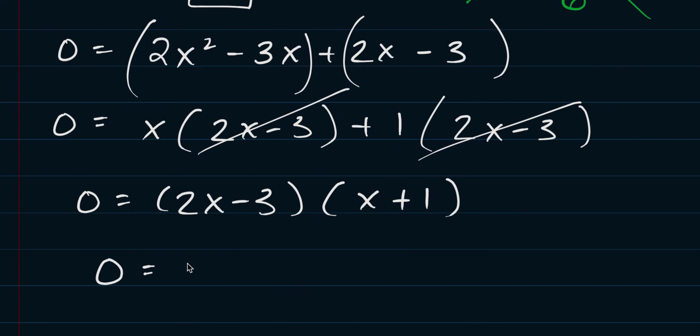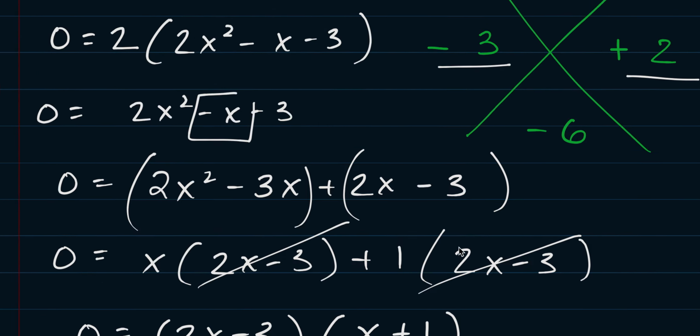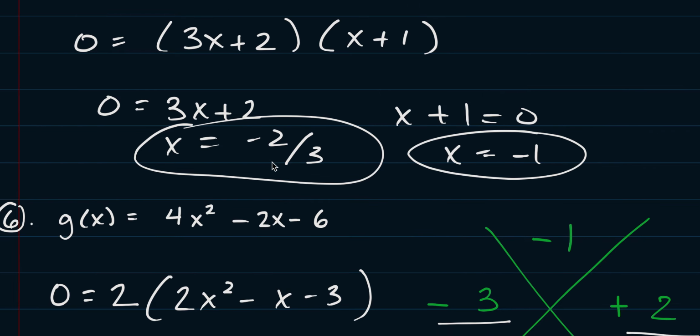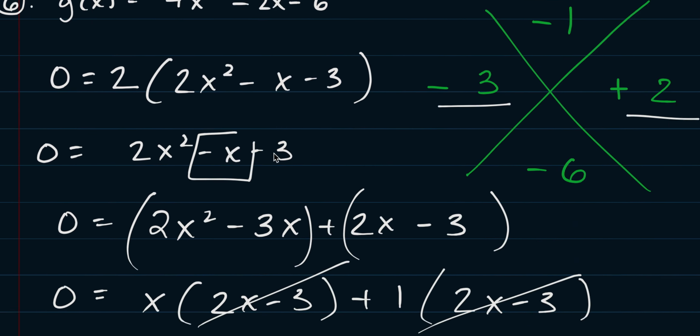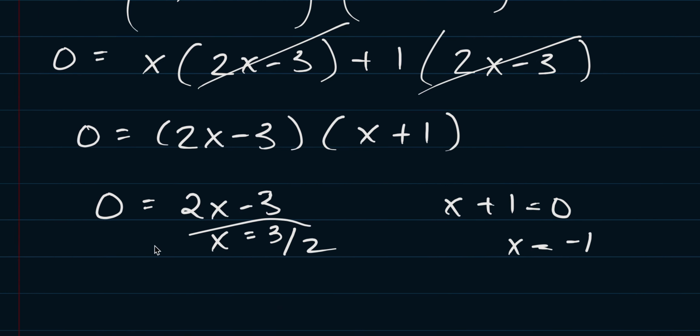So now set these two pieces equal to 0, and I get x is 3/2 and x is -1. I think these are similar to our last answers. They're very similar. Okay, so those are our answers.